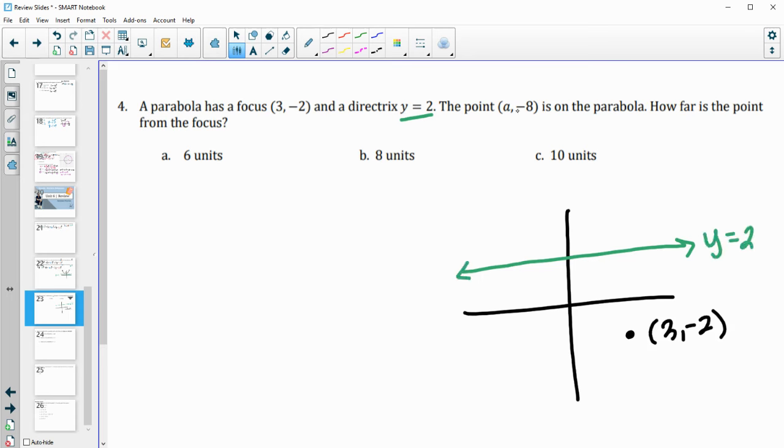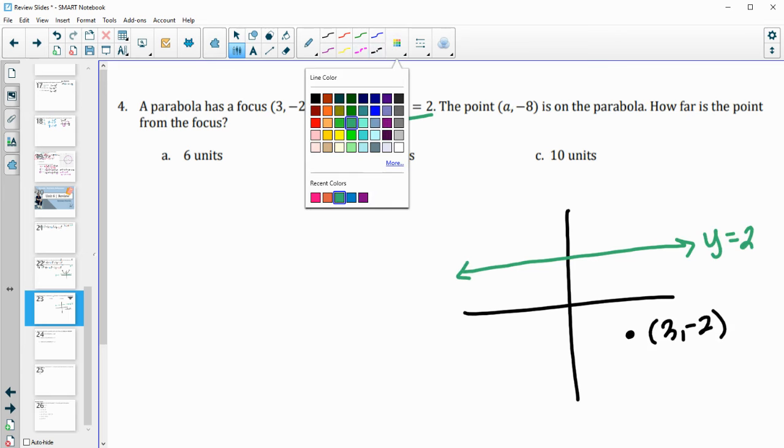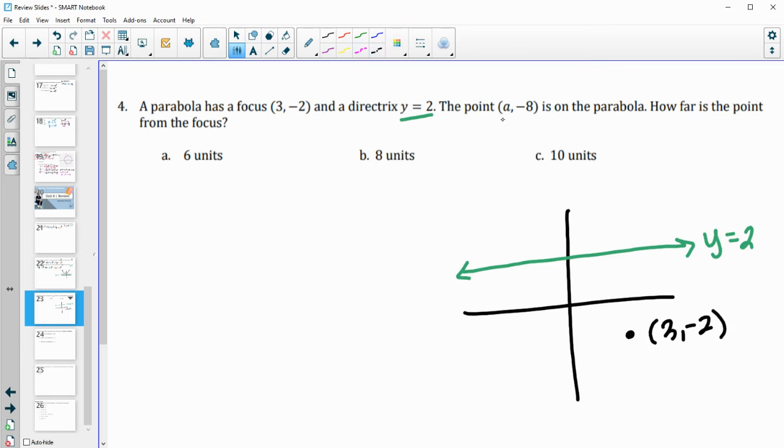And then we have this point (a, -8). Okay, so we don't know what the a value is. It doesn't really matter. But we do know that the y value here is at -8. So this point is on this line somewhere at -8. So how far is the point from the focus? How far is this point from the focus?